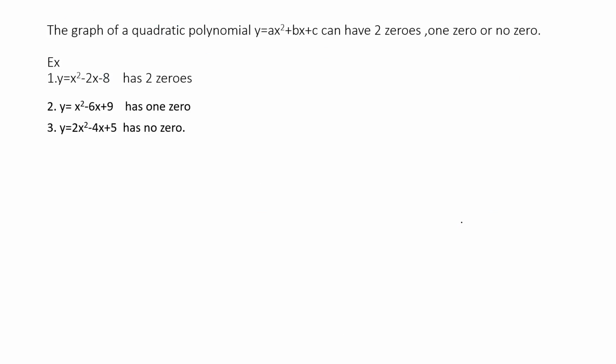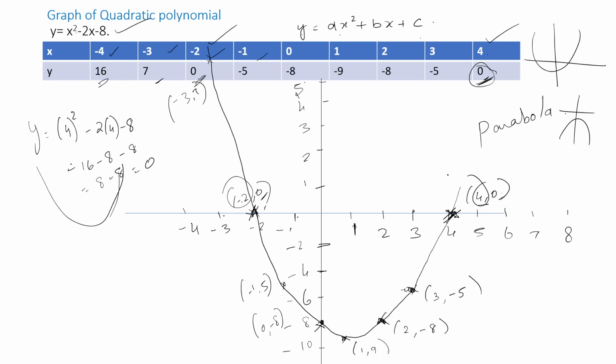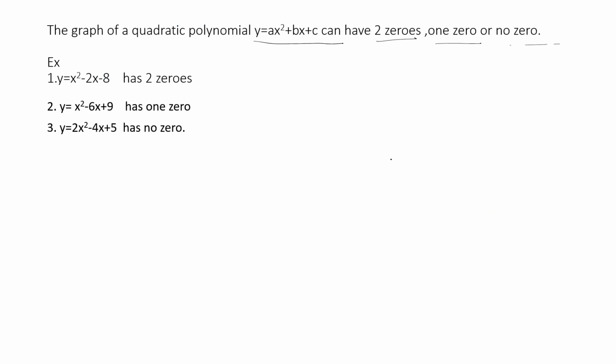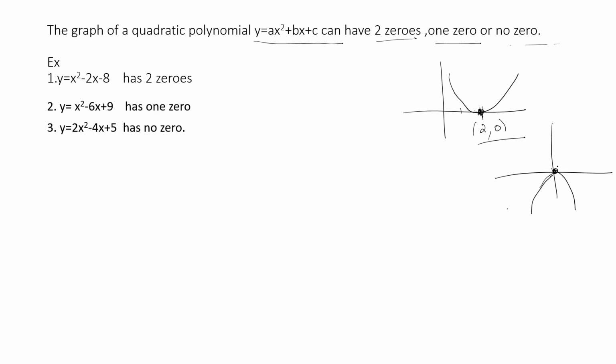So in general, the graph of y is equal to ax square plus bx plus c can have 2 zeros, 1 zero, or no zero. In the previous example, how many zeros did we have? We have 2 zeros. It can have 1 zero also. How can it have 1 zero? How will the graph be? It can be like this, that is, it cuts the x-axis at only one point. That means it has got 1 zero. It can be pointing downwards also, no issue. If it cuts the x-axis at only one point, it means it has 1 zero.